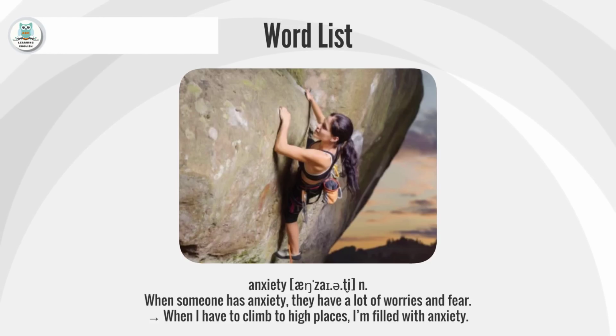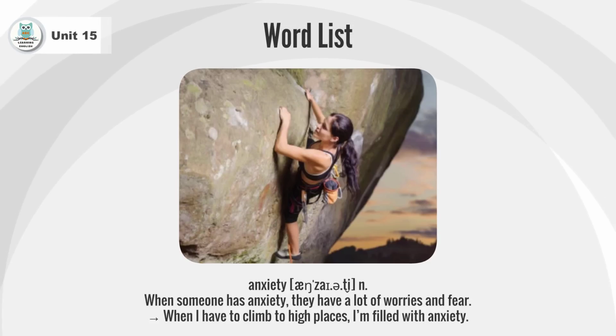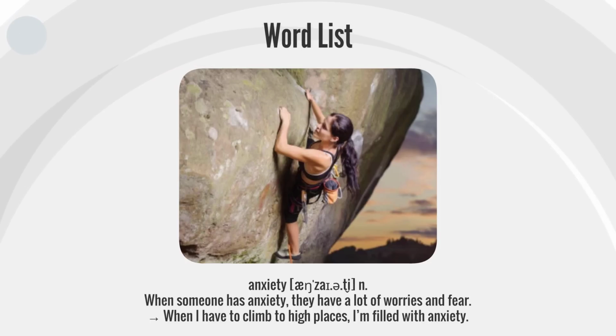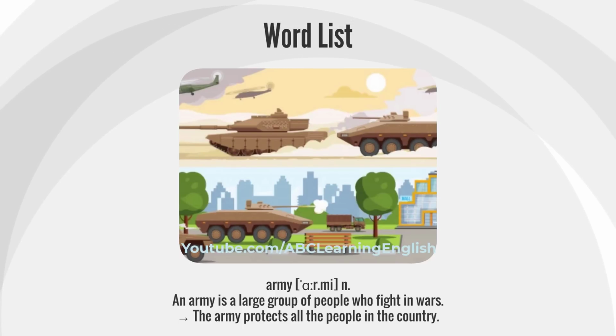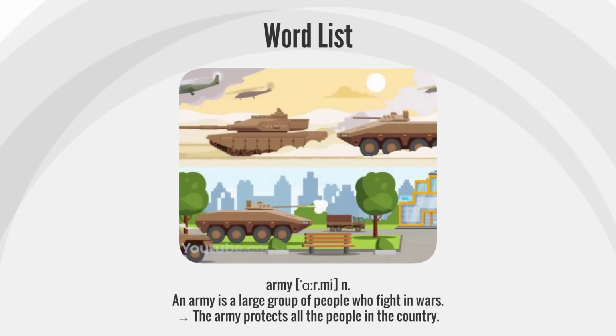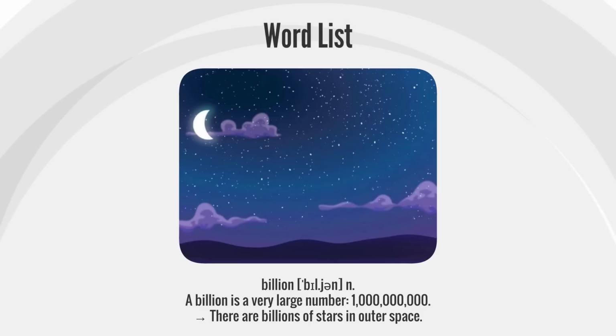Anxiety. When someone has anxiety, they have a lot of worries and fear. When I have to climb to high places, I'm filled with anxiety. Army. An army is a large group of people who fight in wars. The army protects all the people in the country. Billion. A billion is a very large number. There are billions of stars in outer space.